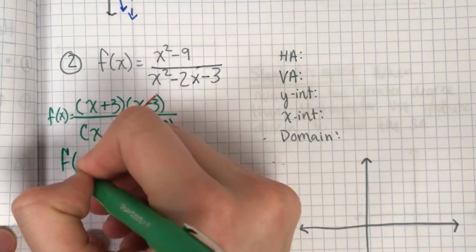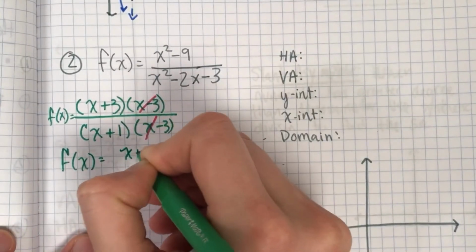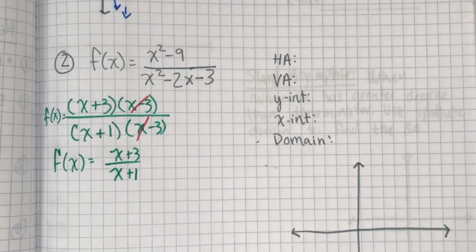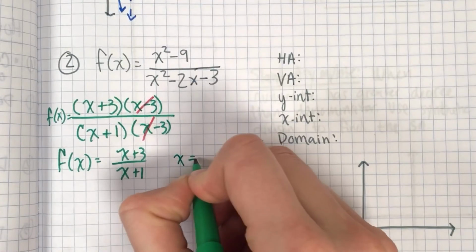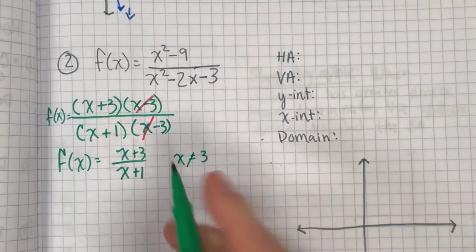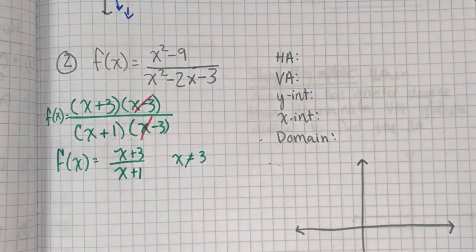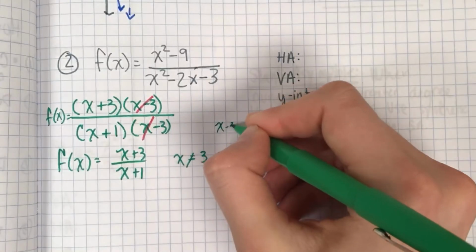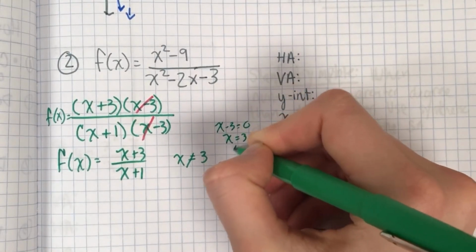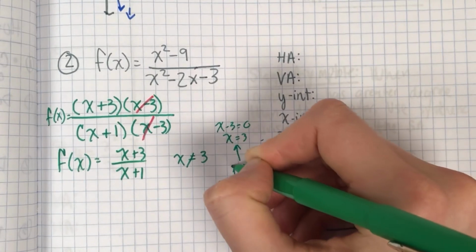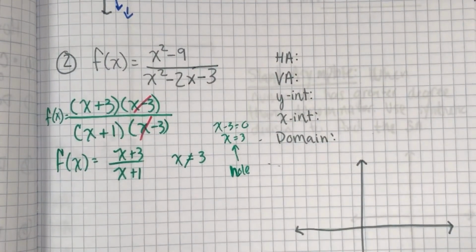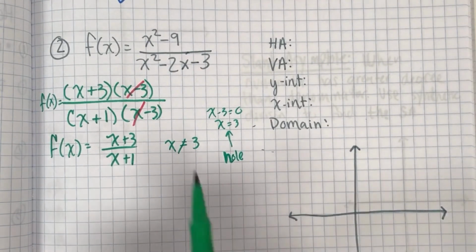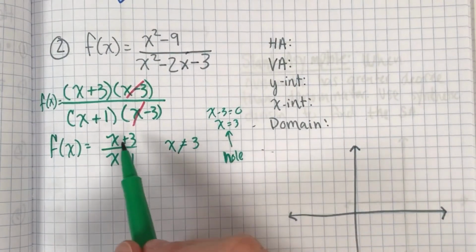So I've got f of x equaling (x plus 3) over (x plus 1). But we also know that x cannot equal 3, and that comes from the factor that we crossed off. We would set that equal to 0, and that's how we get x equals 3, and that is a hole. So that's like a hole in our graph where our graph does not exist. Because we crossed that off, it's not a vertical asymptote, it's just our hole.